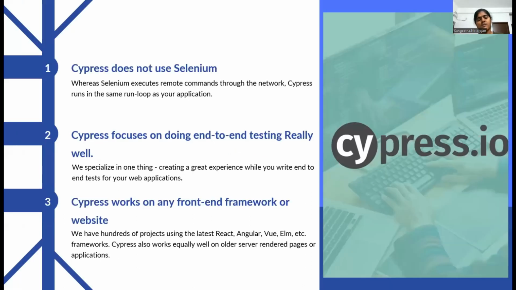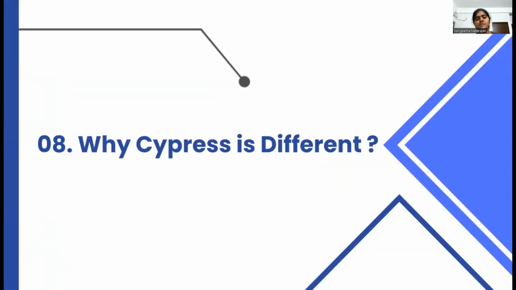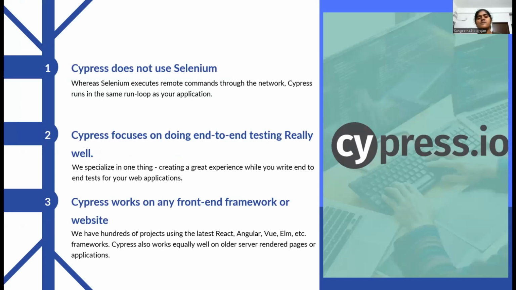So now the question is coming, right? Why is Cypress different? The first point is Cypress does not use Selenium. When we go back to Selenium, we are executing remote commands through the network, but Cypress does not do that. Cypress has default browsers as well as the commands, everything. Whatever you want, you can directly use.